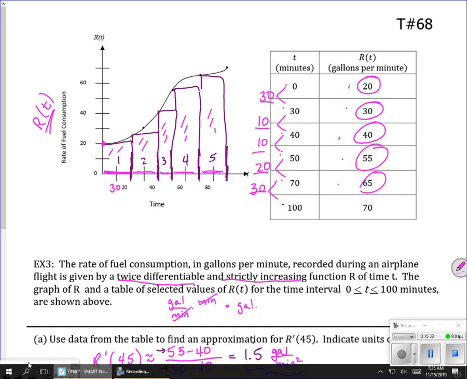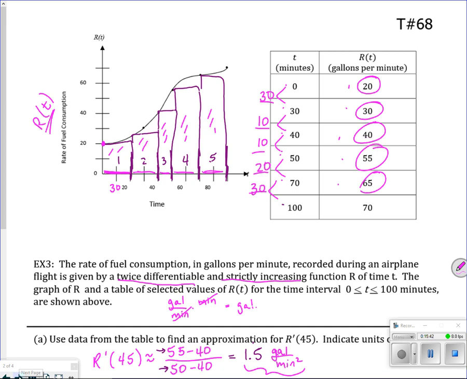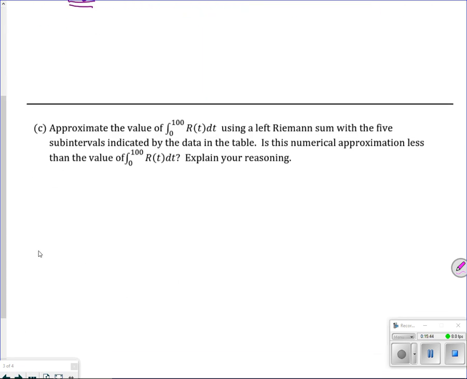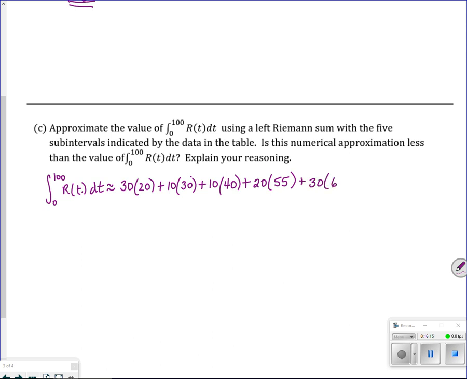So when I go to do the Riemann sum, I label everything. The integral from 0 to 100 of r of t dt is approximately, I had 30 times 20. You do need to write this down. I would suggest not doing that multiplication in your head. For a Riemann sum, I would show them that you are doing base times height, base times height. So I would steer away from doing multiplication in your head the first time. And what does that give you?